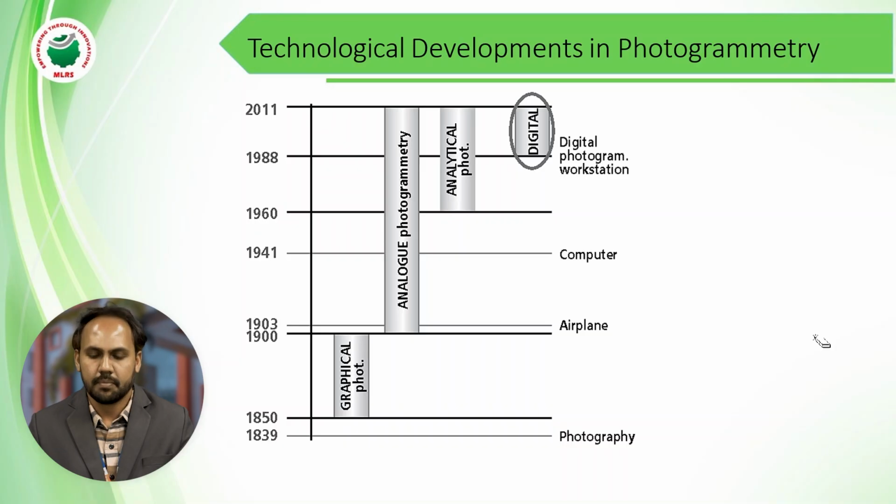So coming to the technological developments in photogrammetry. In earlier days there was graphical photogrammetry, and after that analog photogrammetry and analytical photogrammetry, and nowadays everything comes under digital photogrammetry. In graphical, analog and analytical, only hard copy formats were available. But in the digital format, there is no need of any hard copies, everything is soft copy. Even nowadays, if we would like to know any information about any object or any area, we can get the information from Google Earth itself. But earlier there was no such technology, so everything was in hard copy format.